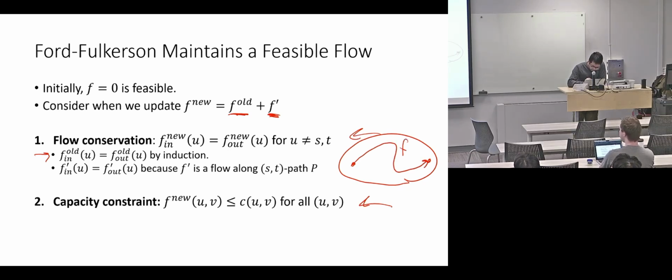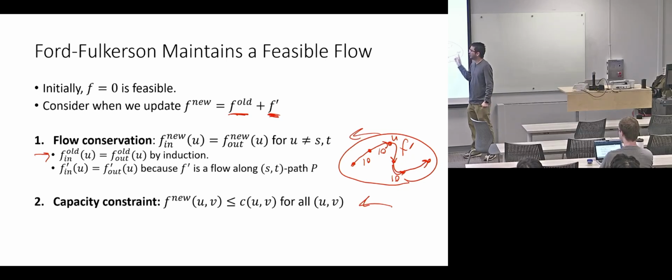Right? This is like an F prime. F prime looks like a path. And on this path you send maybe some units, I don't know, like 10 units. So you can see that for every node U that is not source and sink, in F prime, this path, you will have the in and out flow the same, because you have in flow 10 and it must just go out 10. You just augment along the path.